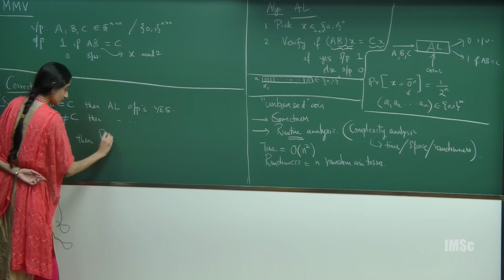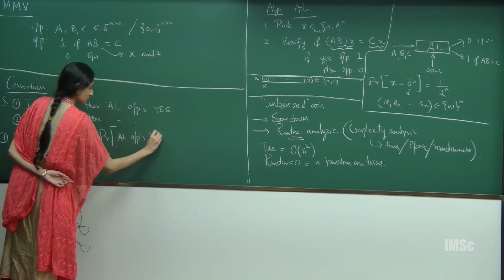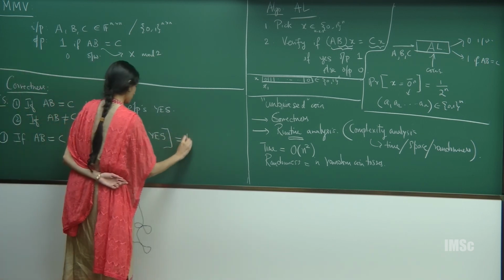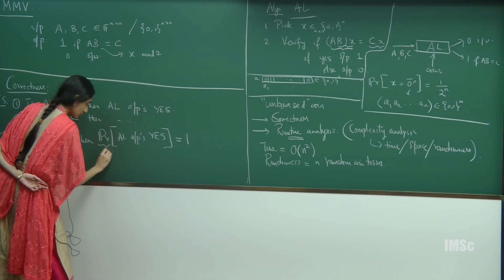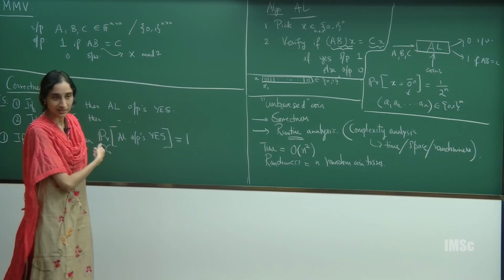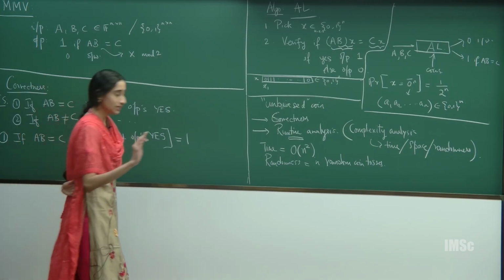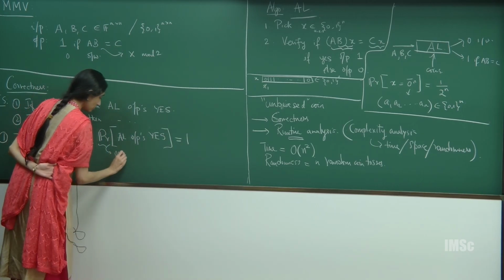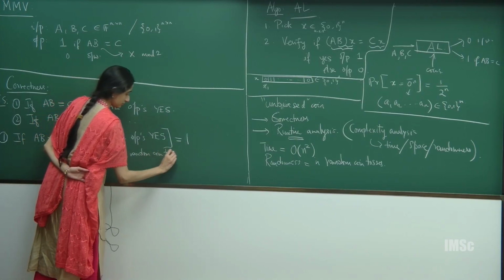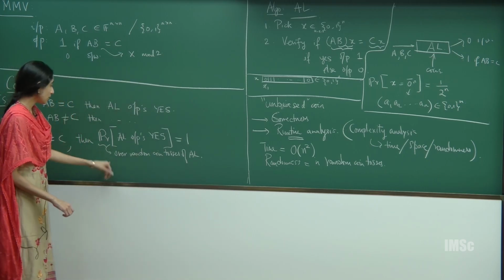So then the probability that the algorithm outputs yes is what? 1. So what is this probability over? There is probability means that there is some random experiment going on, right? Otherwise this term won't make sense. What is the randomness? Where is the randomness coming from? X, right? So this probability is over the random coin tosses of the algorithm. So where is the probability coming from? That's what you need to write.